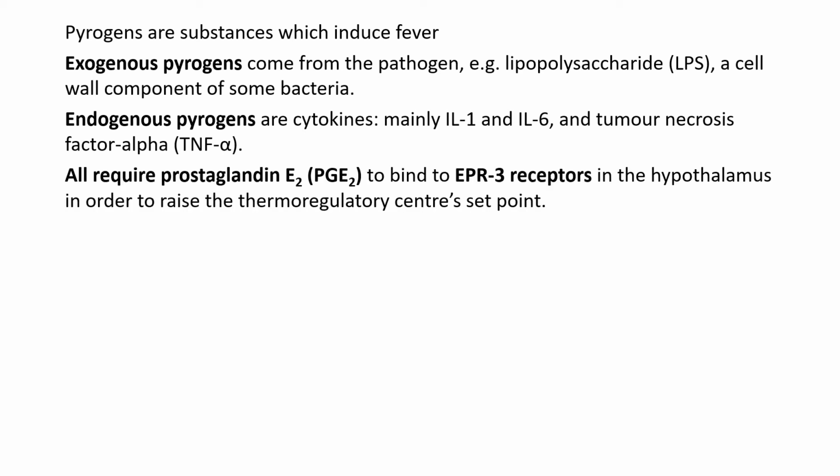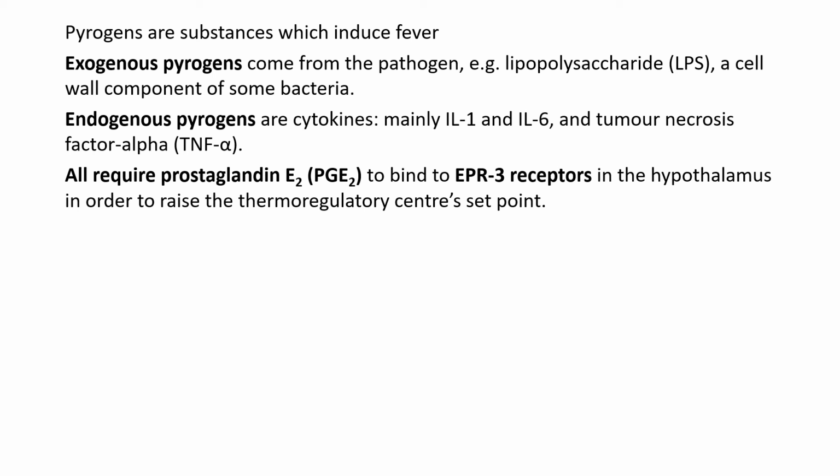But all of these, exogenous and endogenous, what they need to do is stimulate the secretion of prostaglandin E2, PGE2, in the hypothalamus, so the other side of the blood-brain barrier. That PGE2 binds to EPR3 receptors in the hypothalamus, and it is only when this happens that we can raise the thermoregulatory centre's set point.